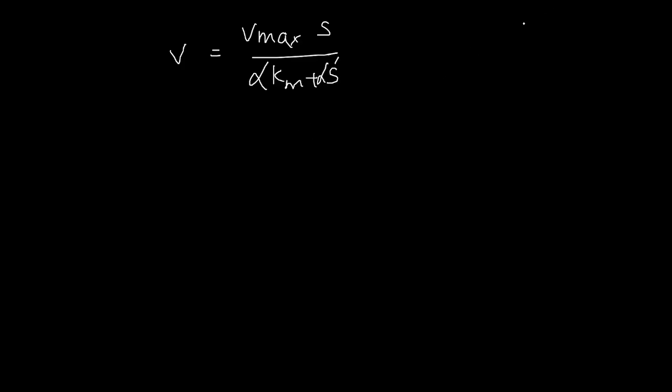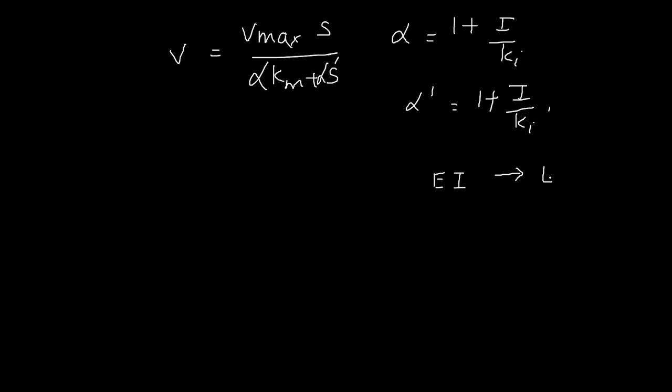So alpha here is going to be 1 plus I upon Ki, and alpha prime is going to be 1 plus I upon Ki prime. Okay, and where Ki prime is basically Ei is going to form E plus I. So Ki is going to be Ei divided by E and I. Okay. What is alpha?